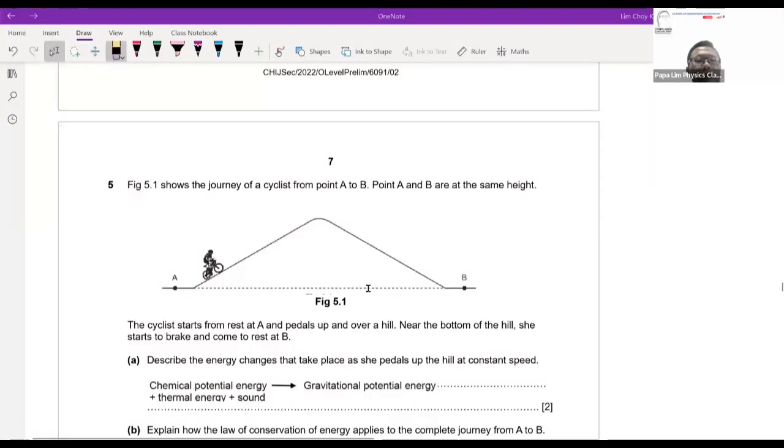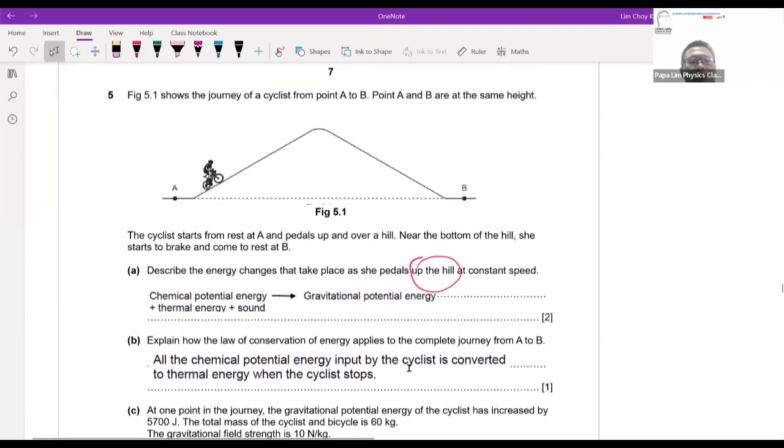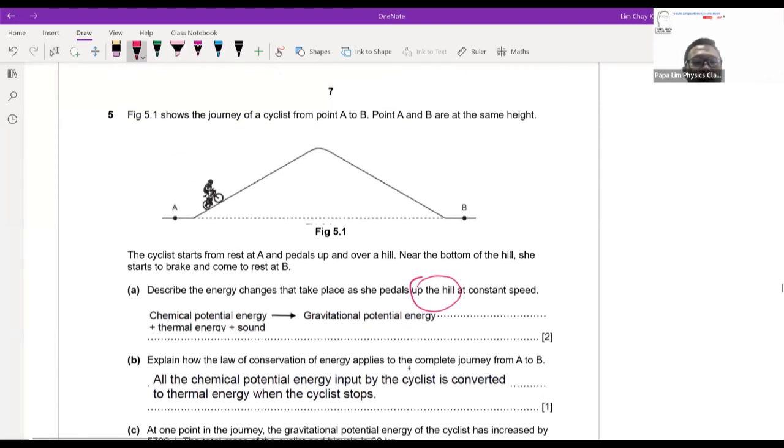Now for question 5 here, this is a question regarding energy. Okay, it's actually quite an interesting question, especially part A. I actually had some difficulty in part A until I noticed the clue given by the marker. The first clue that I noticed is actually 'up the hill'. So we are looking at energy changes as I cycle up the hill. This is the point that we are referring to.